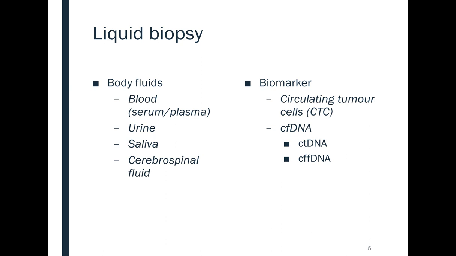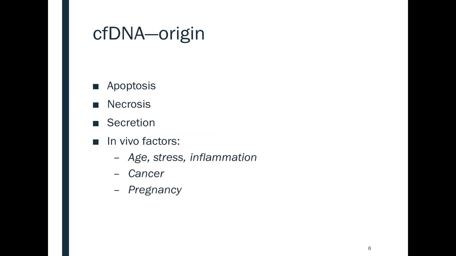The most commonly used biomarker is cell-free DNA in blood samples. Cell-free DNA is a generic term for cell-free circulating DNA in a liquid biopsy sample. Circulating tumor DNA, ctDNA, and cell-free fetal DNA are only a portion of cell-free DNA. Two processes are involved in the release of cell-free DNA into blood circulation. The first is the passive release of DNA through cell death, either by apoptosis or necrosis.